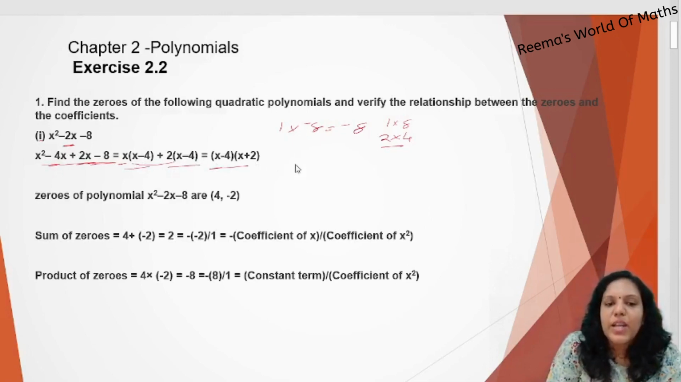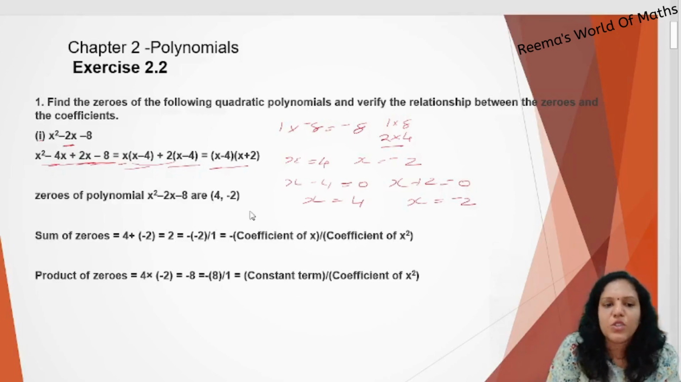Since x minus 4 and x plus 2 are factors of the polynomial, the zeros of the polynomial are found as follows. x minus 4 equal to 0, so x equal to 4. In the same way, x plus 2 equal to 0, so x equal to minus 2. So 4 and minus 2 are the two zeros of this polynomial.